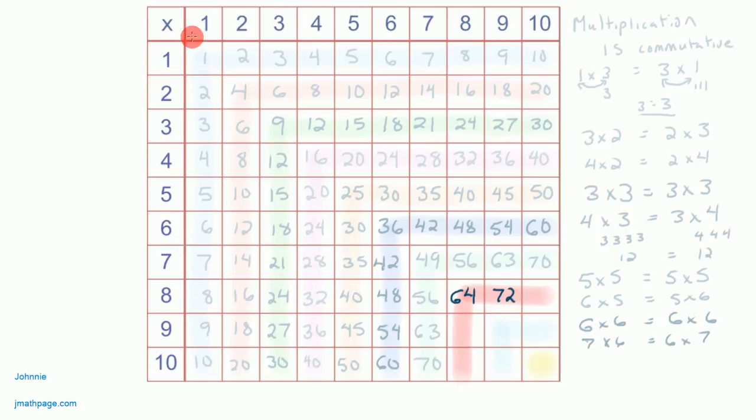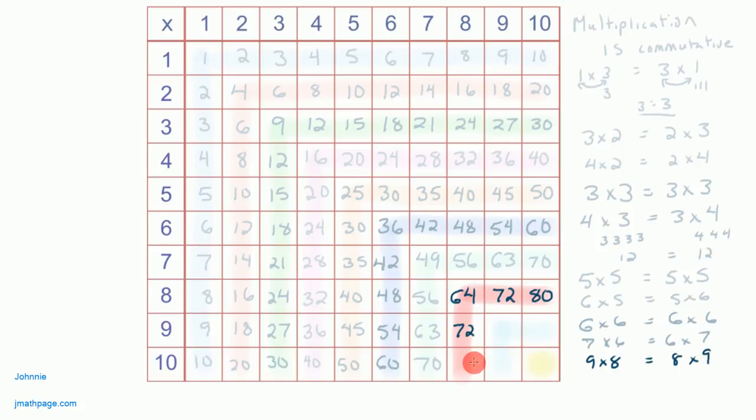8 times 10 is the same as 72 and 8 more, which gives us 80. What about this one? 9 times 8 is the same as 8 times 9. That's been our rule, hasn't it? 72. Let's say that again. 9 times 8 is the same thing as 8 times 9.